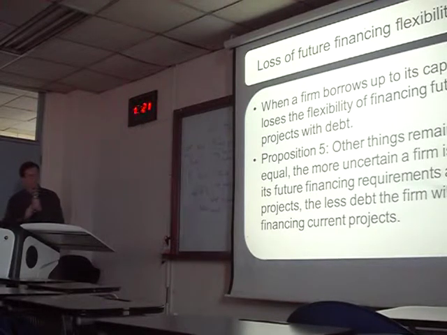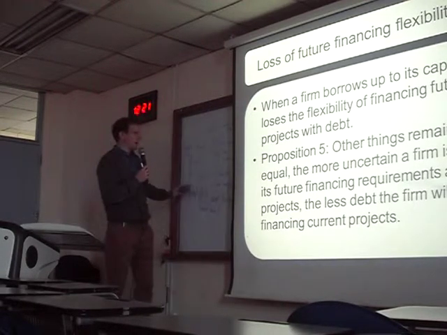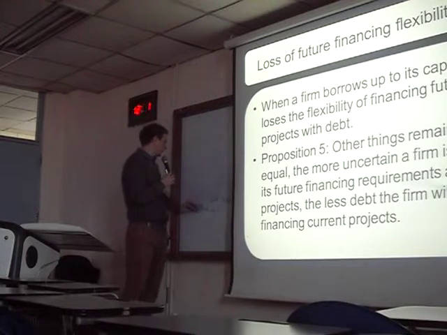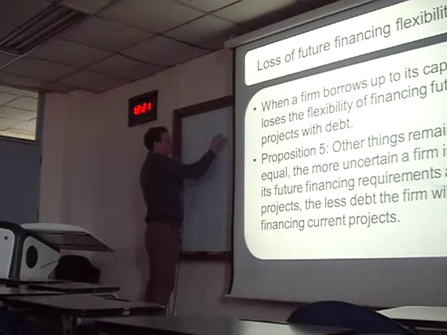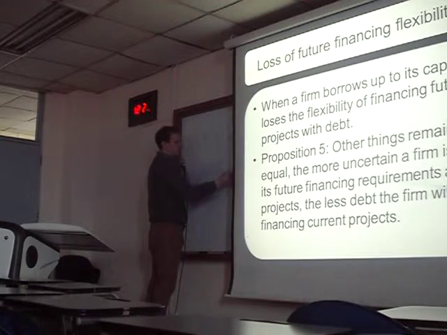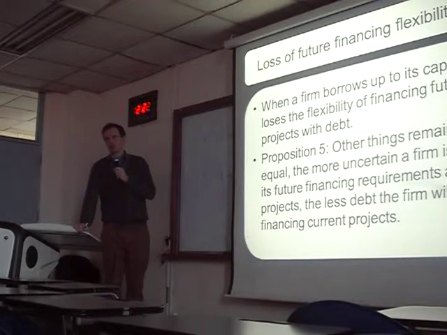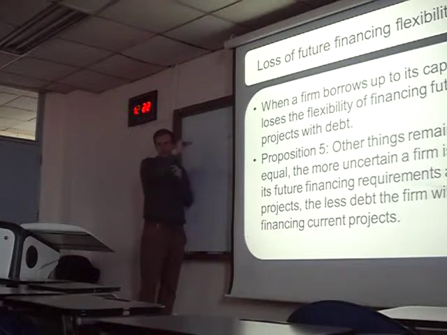Then the last cost, the most important one, is the loss of flexibility. If we borrow up to our capacity, we lose the flexibility of financing future projects with debt. So if company A has 90% debt, and company B has 10% debt, which company is more flexible? B. Why is B more flexible? Because it has more equity. If it needs money, what can it do? It can borrow the money from the bank, right? Can this guy borrow more money? No, they're at the limit.